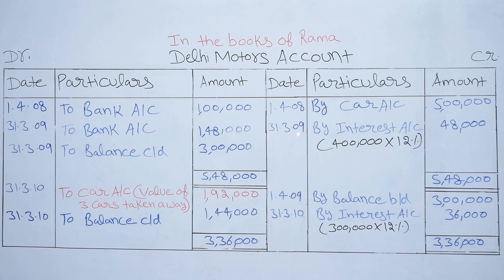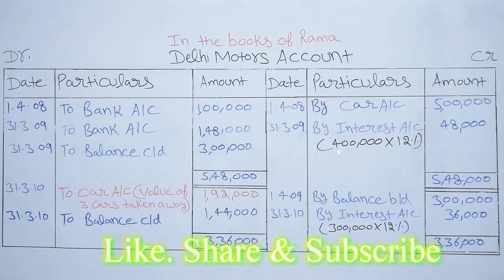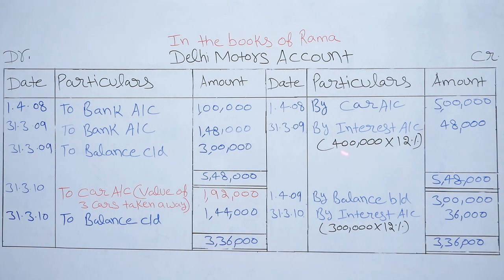On 31st March 2009, we will charge interest. At what value will we charge interest? We will charge interest on 4 lakh. Why? As out of 5 lakh, 1 lakh rupees we have paid as down payment, so the balance amount is 4 lakh. So 4 lakh into rate of interest 12%, then we get 48,000 as interest. So what will be the entry? Entry will be interest account debit to Delhi Motors account. 31st March 2009 to bank account.